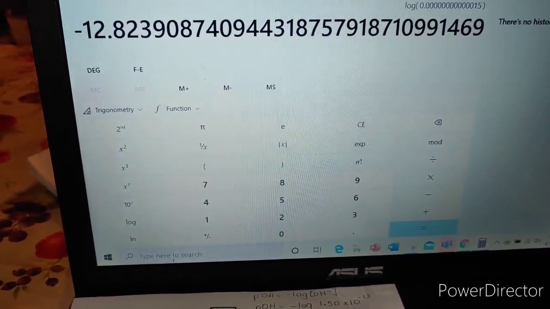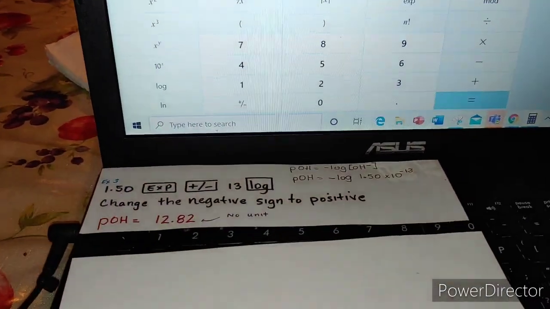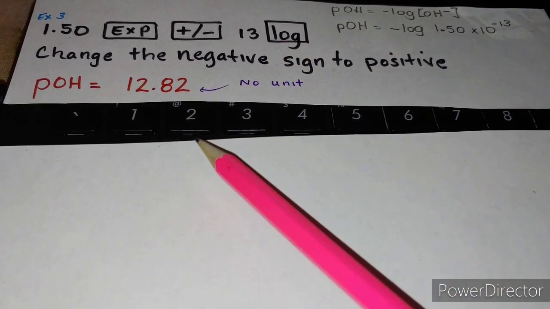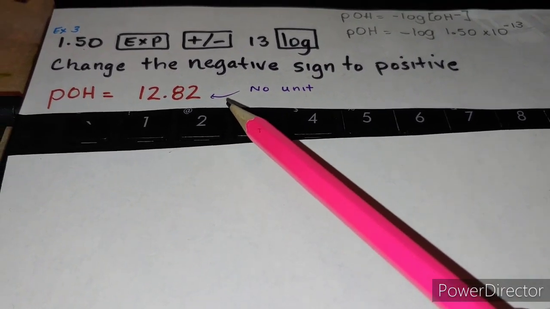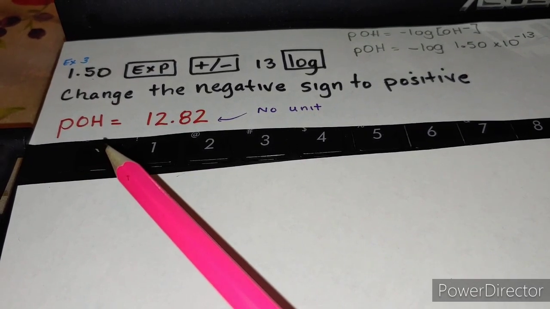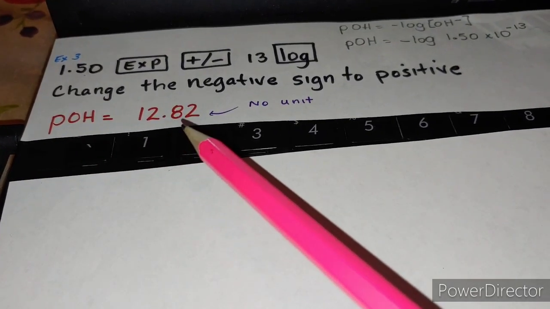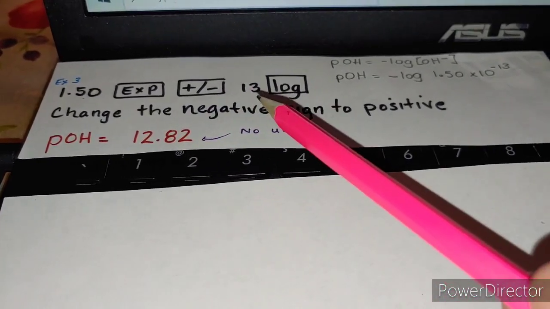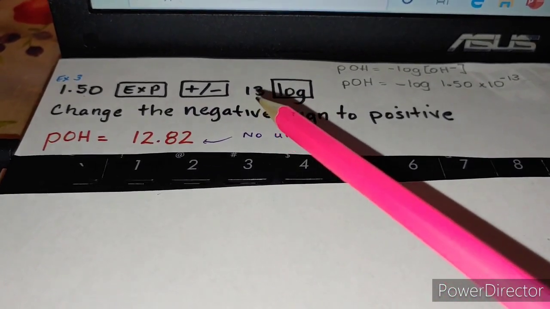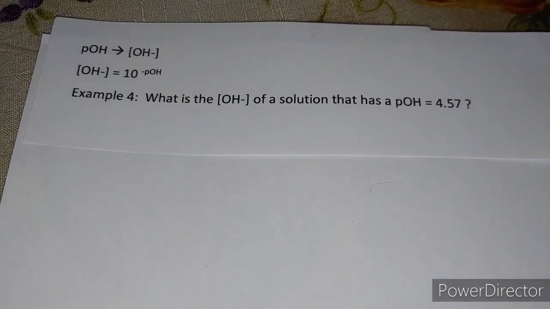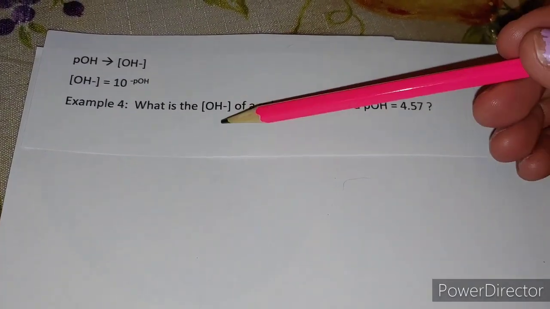We're going to round it. We're going to put positive 12.82. And again, pOHs do not have units, just like pHs. No units are involved. So the answer for our question is pOH is equal to 12.82. Okay, I'll show you here in a bit how we know if it's an acid or base.